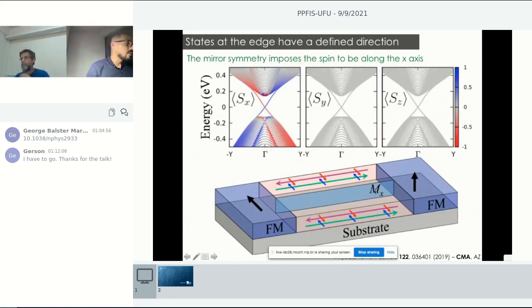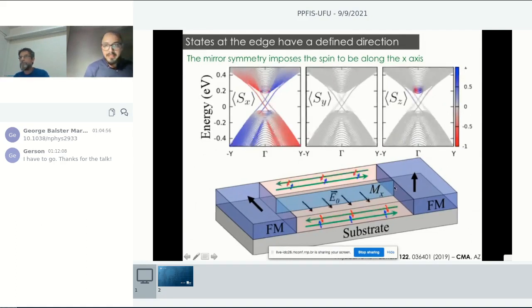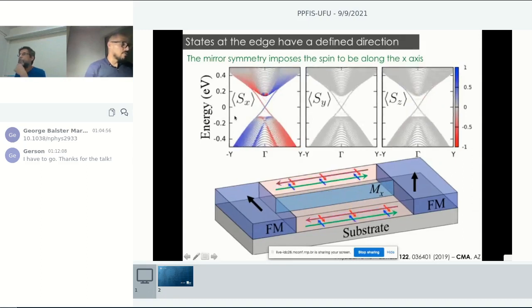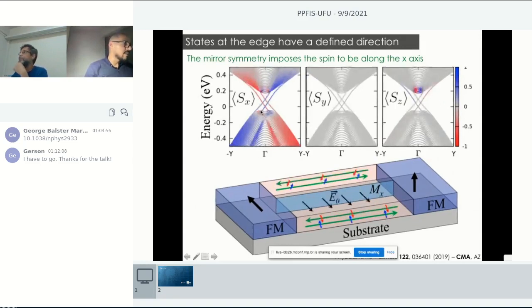However, what happens if we break this mirror symmetry? Then the spin is no longer required to be perpendicular to the mirror plane because the mirror plane doesn't exist. So we can try to do that. We break the mirror plane using, for instance, an electric field, and by doing that, we are able to change the spin polarization. Before, we only had a spin texture along the x-axis, but now when we apply an electric field, we have a spin polarization along both the x-axis and the z-axis.